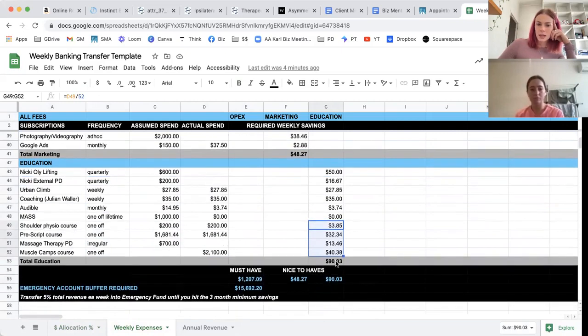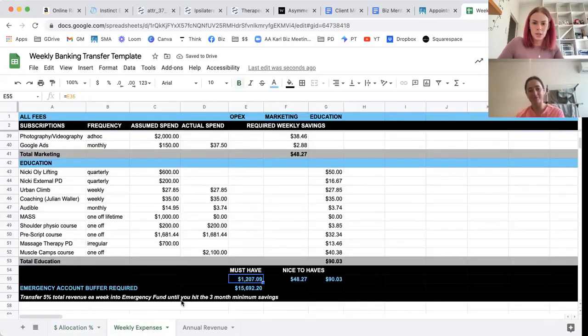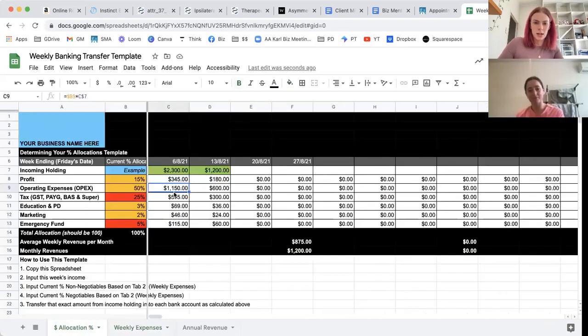So what ends up happening is you have these 3 numbers down here, and this is your must have. So for operating expenses for this example, I must have $1,207 in my operating expenses column. So this needs to be 1,207. Obviously, if I only had an income of 1,000, I'm pretty fucked. But let's just say it was 2,300. I needed 1,207. So I go back 115.